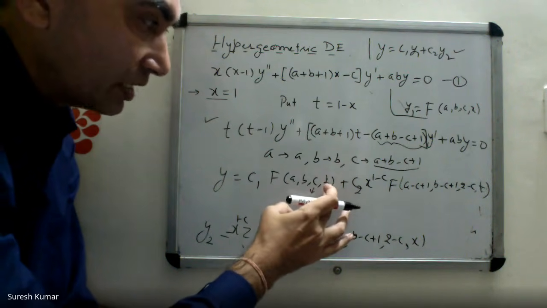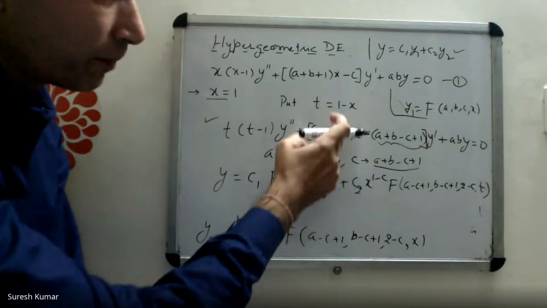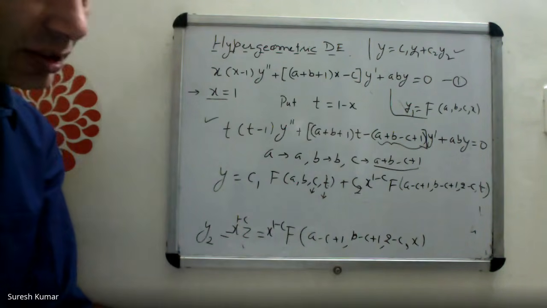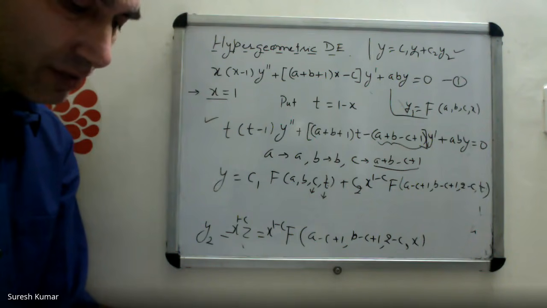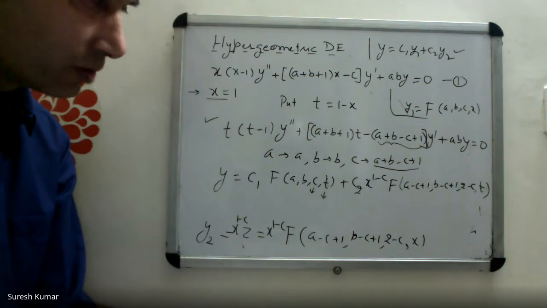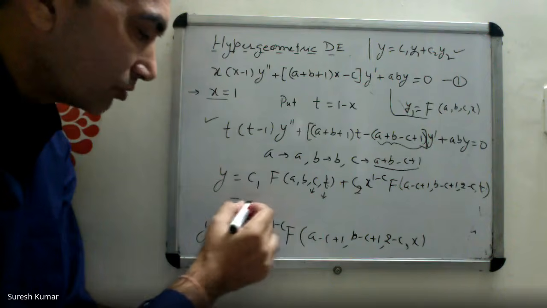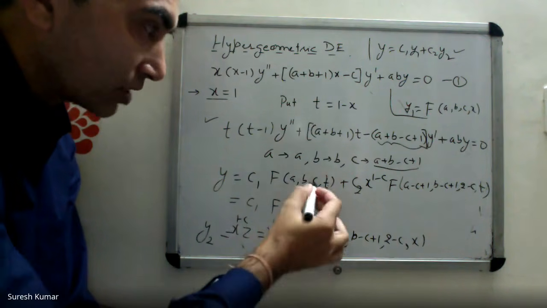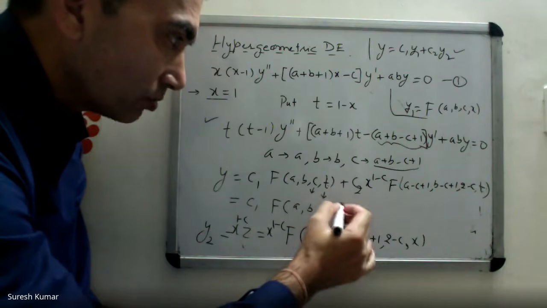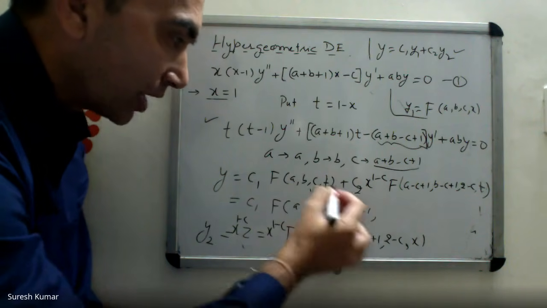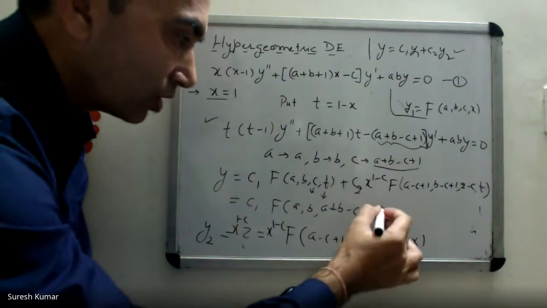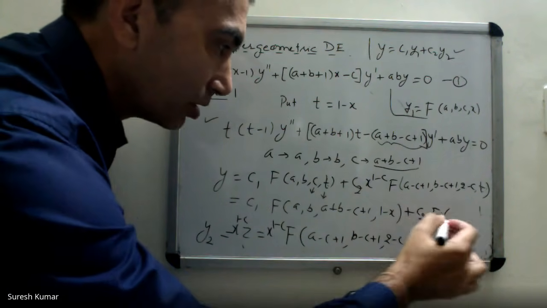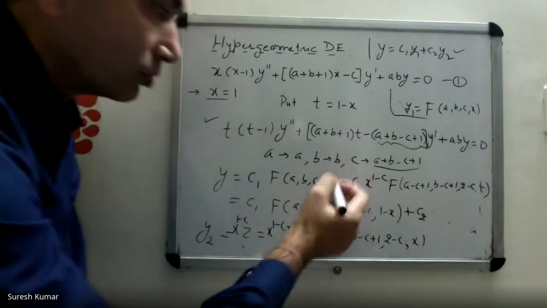Finally, this t also is to be replaced by 1 minus x. So you will have the power series in 1 minus x. That is the solution about x equal to 1. Okay, you can write it if you like. One term I'm writing: F, a and b are the same, but c is a plus b minus c plus 1, and in place of t, it's 1 minus x. Likewise, you can write the expression with C2.